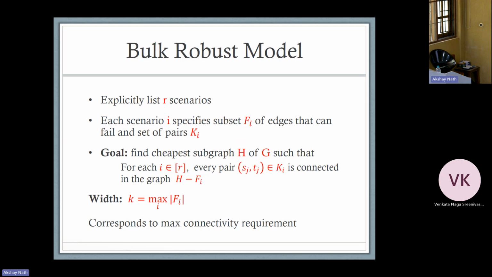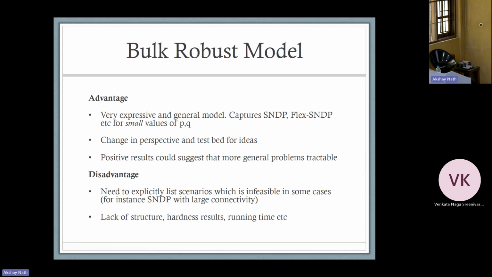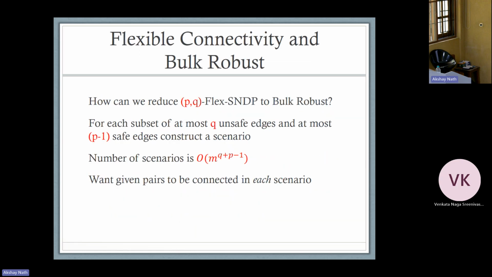So we will use a parameter called the width of this thing, which is the maximum number of edges that can fail in any scenario. It makes sense that you should constrain that. If you allow like 1,000 edges to fail, then the problem is somewhat complicated. You're essentially dealing with 1,000 connectivity. You should suspect the problem is hard. So we'll parameterize all the results based on K, which is the maximum number of edges that can fail. If you go back to how we model PQ flex SNDP via this, K will be P plus Q, which we think of as small. K is 5 or 10.